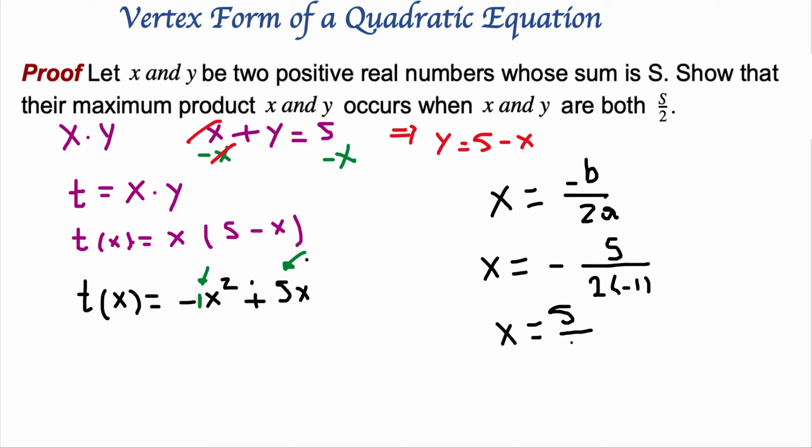So we already proved that the product of these two positive real numbers has its maximum when x and y are the sum divided by 2. We already proved it. We showed that the maximum product occurs when each number is the sum divided by 2.